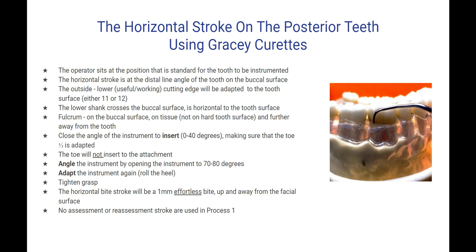Close the angle of the instrument to insert at 0 to 40 degrees, making sure the toe 1/3 is adapted. The toe will not insert to the attachment. Angle the instrument by opening the instrument to 70 to 80 degrees. Adapt the instrument again, roll the heel, tighten the grasp. The horizontal bite will be a 1 millimeter effortless bite up and away from the facial surface. No assessment or reassessment strokes are used in process 1.